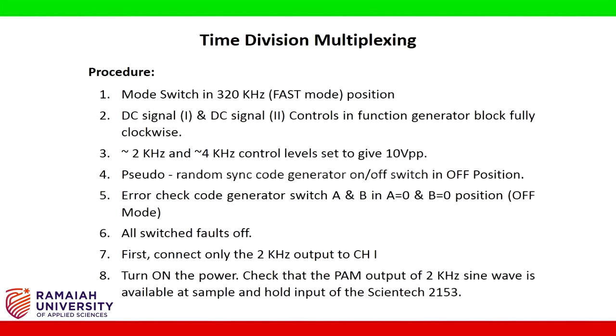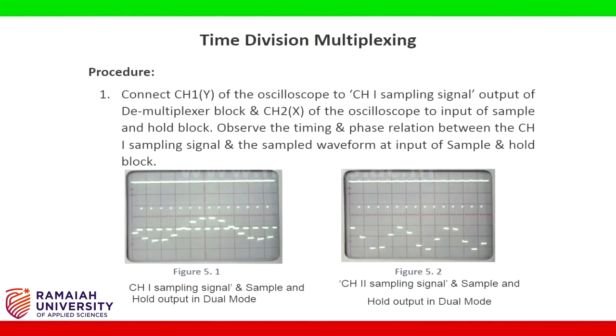All switched faults off. First connect only the 2 kHz output to channel 1. Turn on the power. Check that the PAM output of 2 kHz sine wave is available at sample and hold input of the Syntec 2153. Connect channel 1 Y of the oscilloscope to channel 1 sampling signal. Output of demultiplexer block to channel 2 X of the oscilloscope to input of sample and hold block.